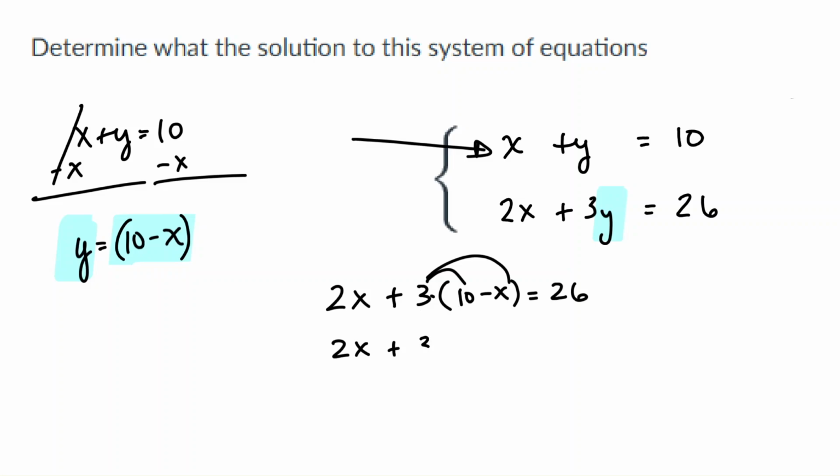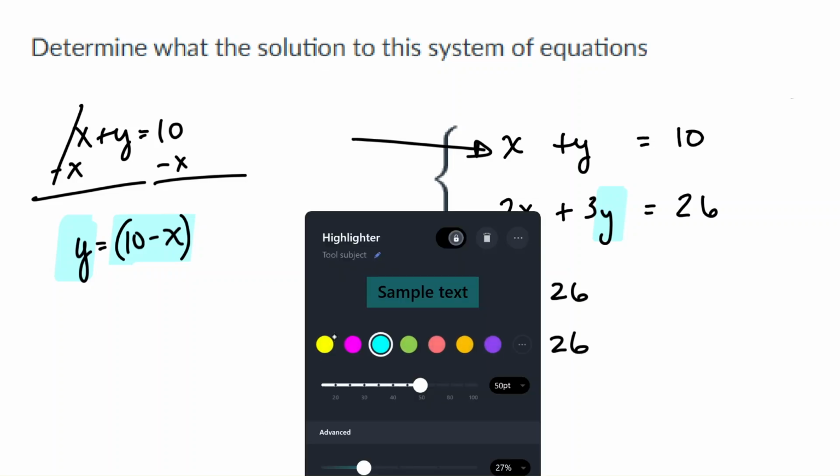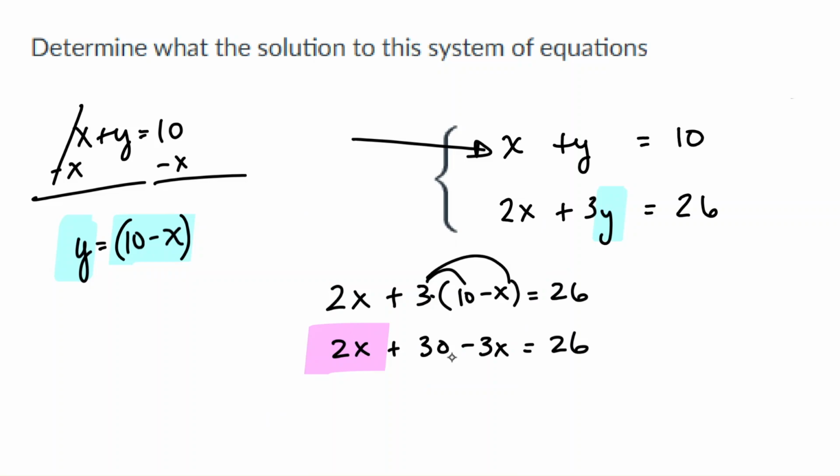3 times 10 is 30. 3 times a negative x is a negative 3x. Now before I start using algebra, let's clean up this side. For instance, 2x minus 3x can combine to give me a negative x, plus 30 equals 26.